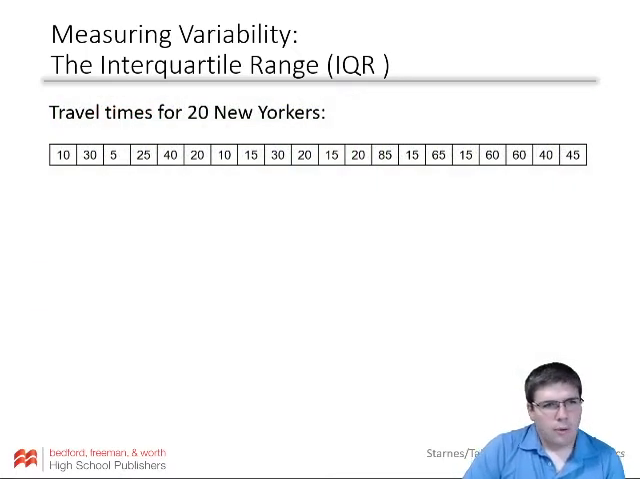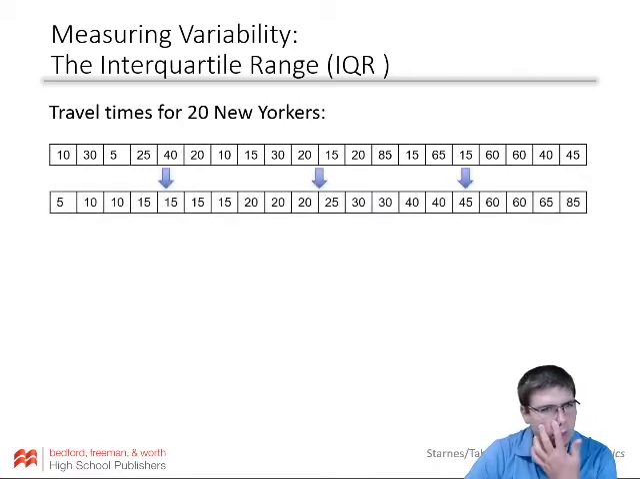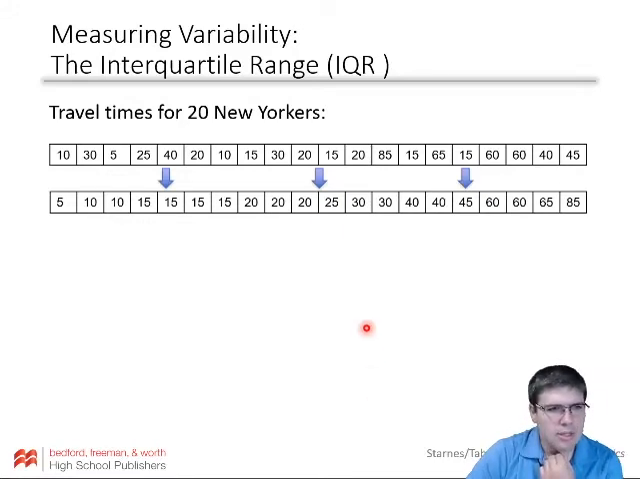So looking at it not on a graph, these are travel times for 20 individuals, 20 New Yorkers. If we first want to deal with this data, we need to arrange it in order. So we get it in order, and then we can find the median. If we have 20, we divide it into 10 and 10. Right there's the 10th, and here's the 11th, and so our median is right between those two.